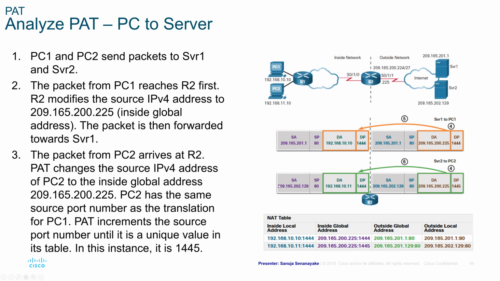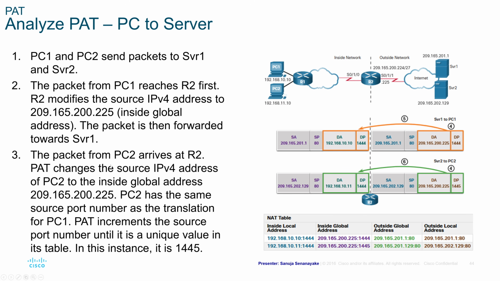So let's look at what happens in PAT with the PC to server traffic. PC1 and PC2 send packets to server 1 and server 2. The packet from PC1 reaches R2 first, just like before, and then R2 modifies the source IPv4 address to 209.165.200.225, which is the inside global address. The packet is then forwarded to server 1.